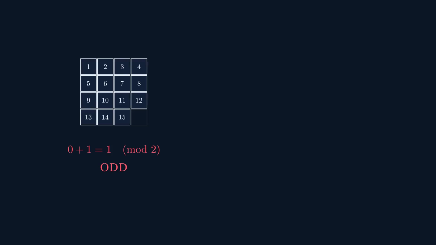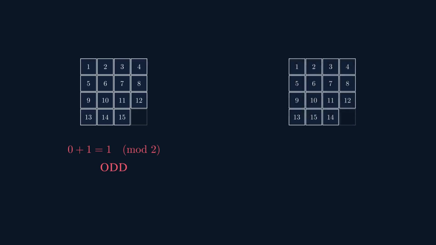For the solved board, 0 inversions, blank in row 1 from the bottom, the hidden label is odd. For the swapped board, 1 inversion, blank still in row 1 from the bottom, the hidden label is even. A legal slide cannot change this label, so these 2 boards cannot be connected by legal slides.